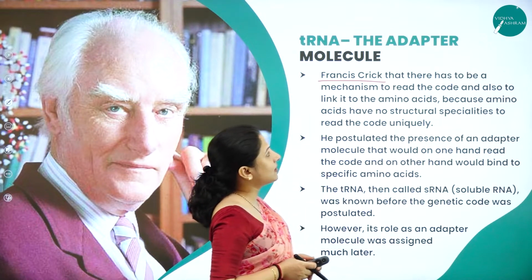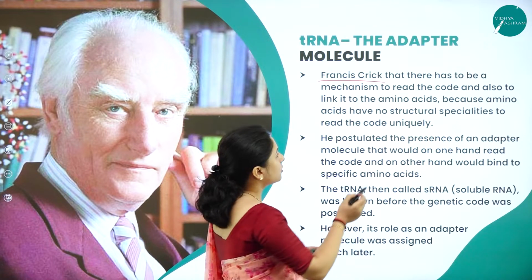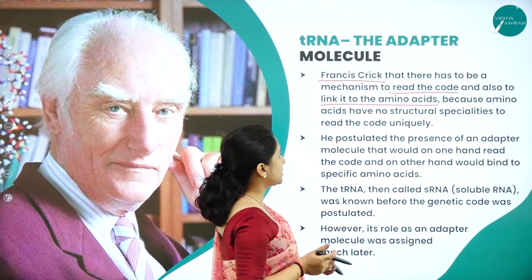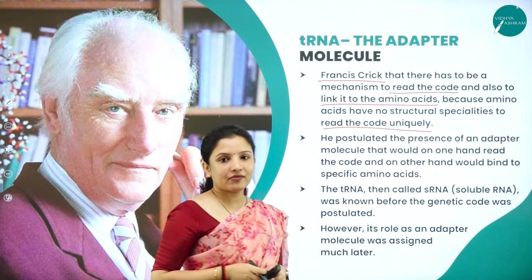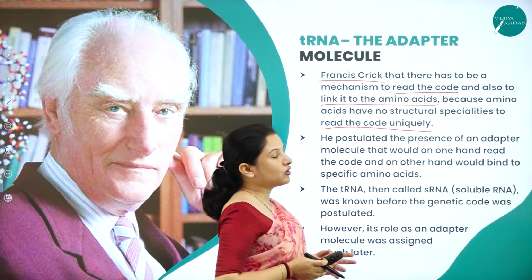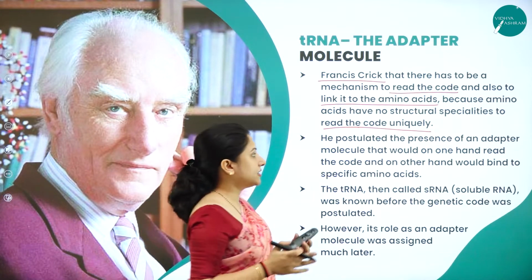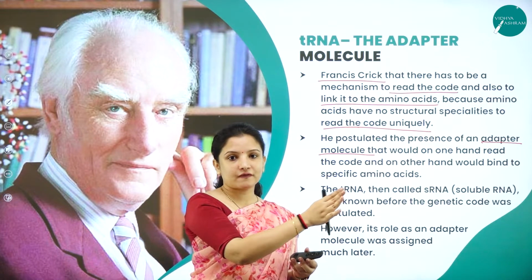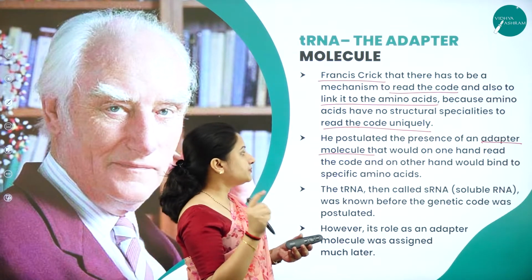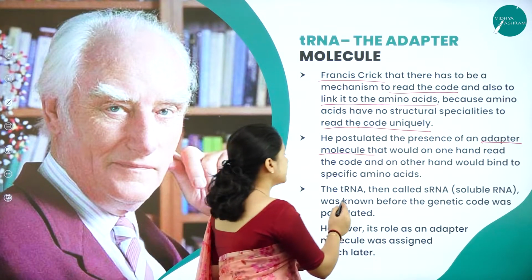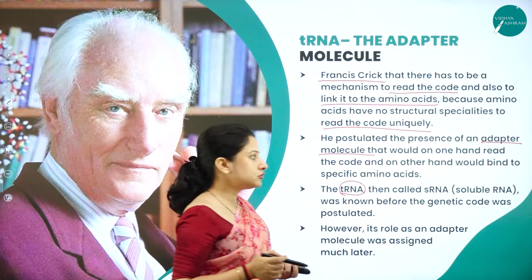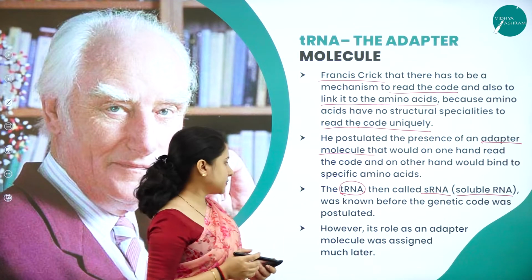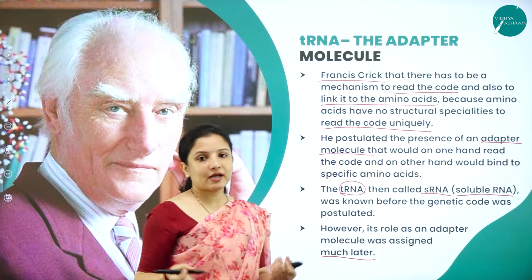So Francis Crick said that there has to be a mechanism to read the code and also to link it to the amino acid, because amino acids have a particular structural speciality to read the code uniquely. So how can that particular code be read? So he postulated that there is a need for the presence of an adapter molecule that will actually read the code from one stretch of the mRNA strand to the other stretch. Now, that particular adapter molecule is called the tRNA, and later it was also called the sRNA, which is the soluble RNA. However, its role as an adapter molecule was assigned much later. So, what did we understand from this?